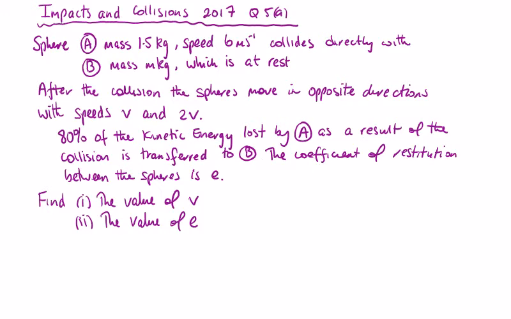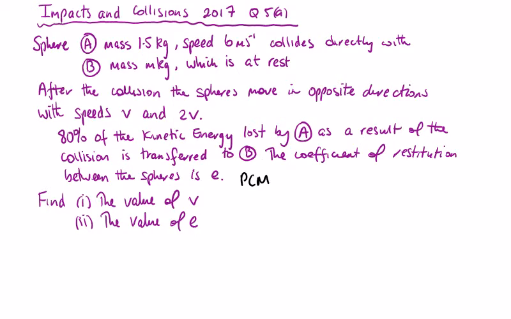80% of the kinetic energy lost by A as a result of the collision is transferred to B, and the coefficient of restitution between the spheres is E. Find the value of v and the value of E. Okay, well, let's start here with the principle of conservation of momentum. One of them is at rest.